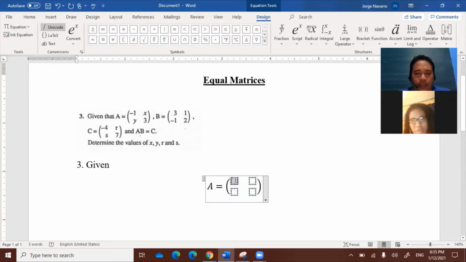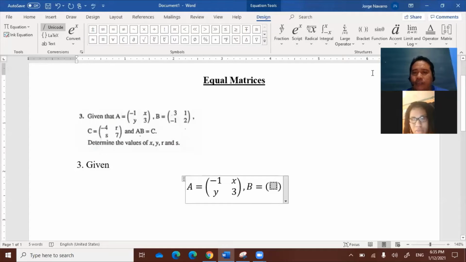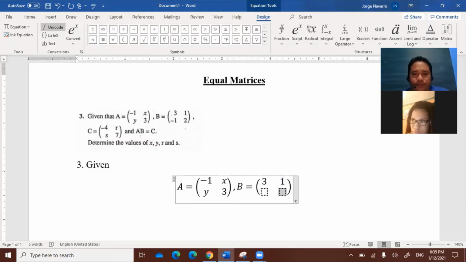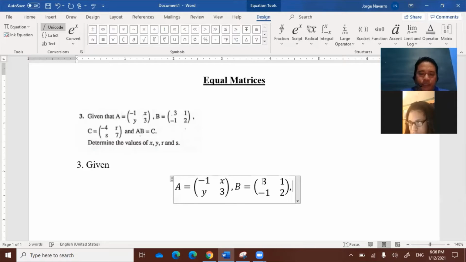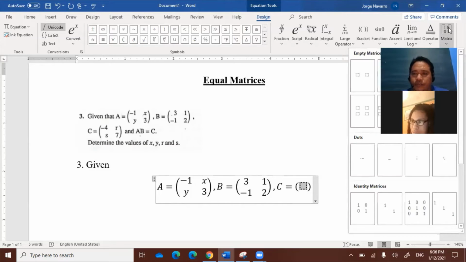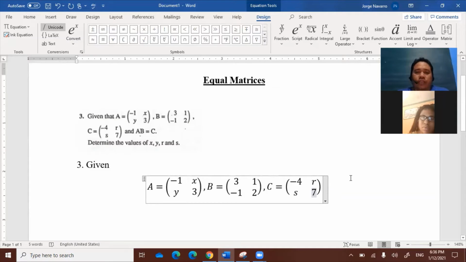So we're going to put -1, x, y, 3 as our first matrix. Then we put a comma, and we do the same thing with B. B equals, again, we put the bracket, click on the little box, go to matrix, and put the 4 elements there: 3, 1, -1, 2. And we have C. C equals, again, brackets, click on the box, go to where it says 2x2 matrix, and here we have -4, R, S, 7. Okay, so that was what was given to us.